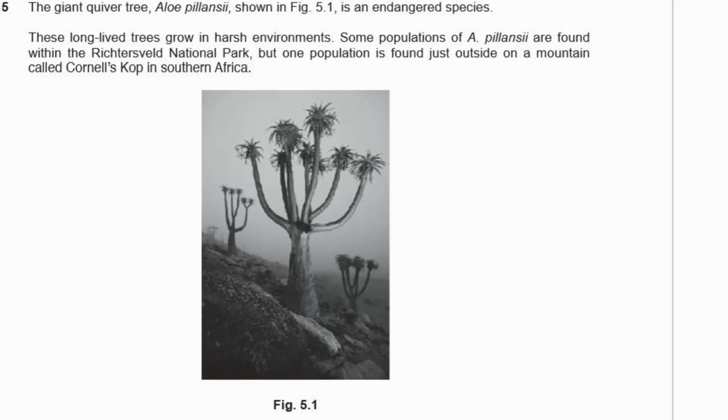5. The giant quiver tree, Aloe Palancy, shown in figure 5.1, is an endangered species. I know I've never seen it before. These long-lived trees grow in harsh environments. Some populations of A. Palancy are found within the Richtersveld National Park, but one population is found just outside on a mountain called Cornell's Kop in southern Africa. All right, pretty cool looking plants.